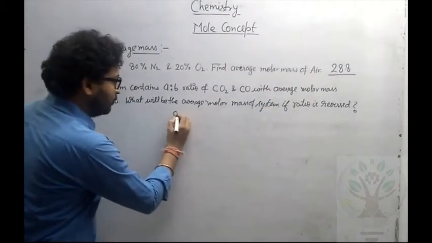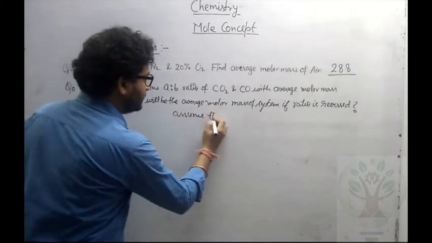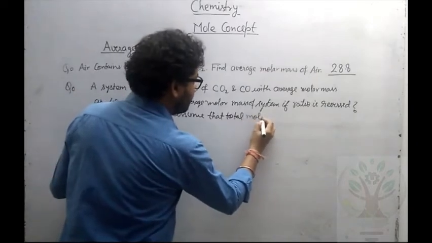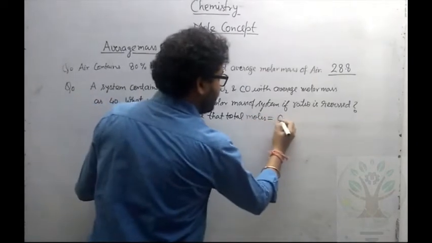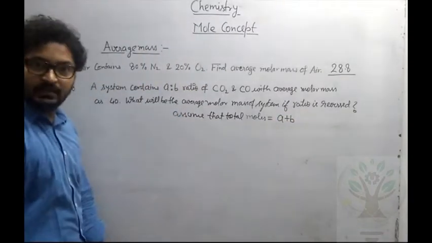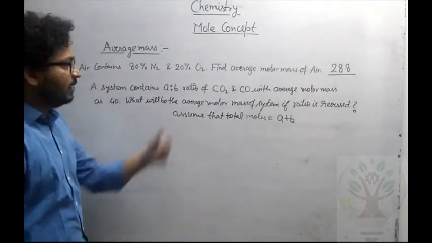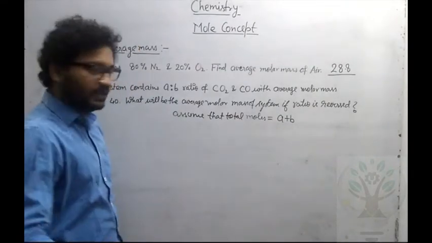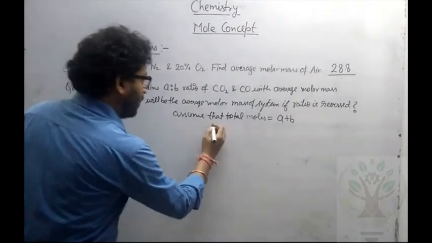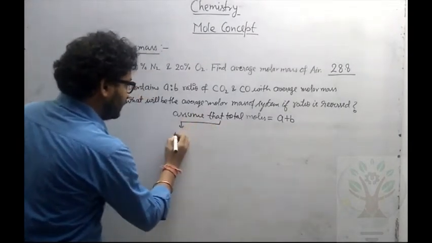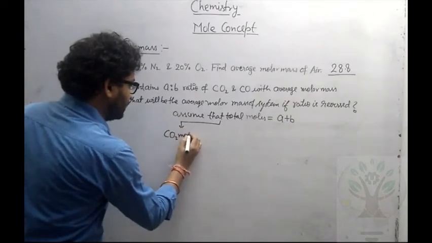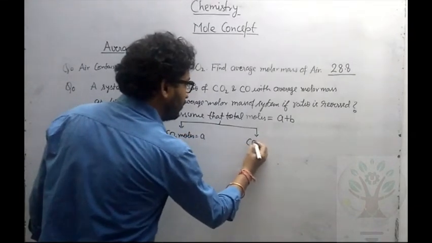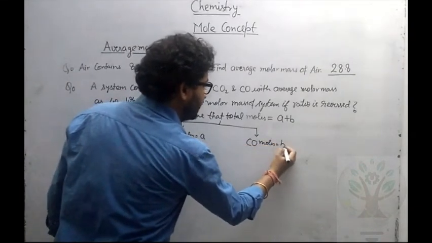How? We will assume that total moles equals A plus B. This we are assuming. Why? Because the ratio is given A:B. If you want to write AX plus BX, no problem. I am assuming A plus B. Okay, so out of A plus B, can you tell me CO2 moles? CO2 moles will be A. And what will be the moles of CO? CO moles will be B.